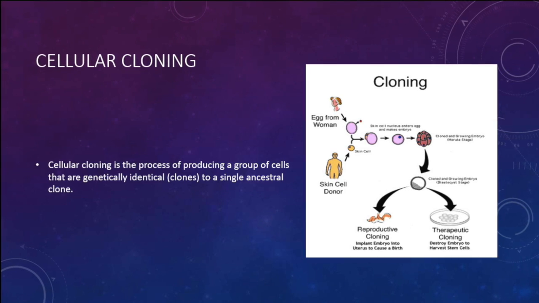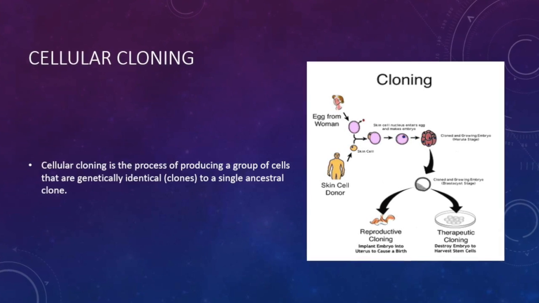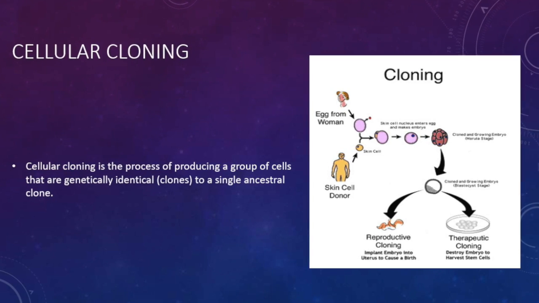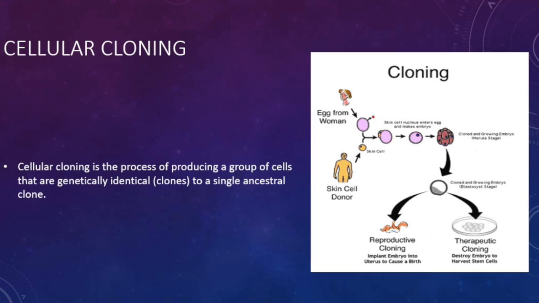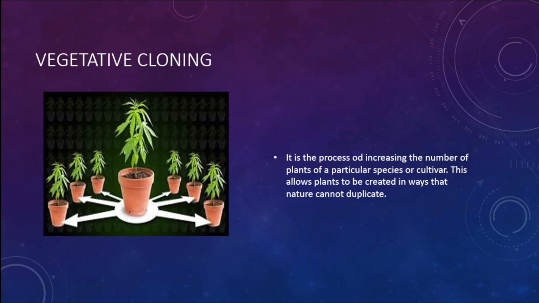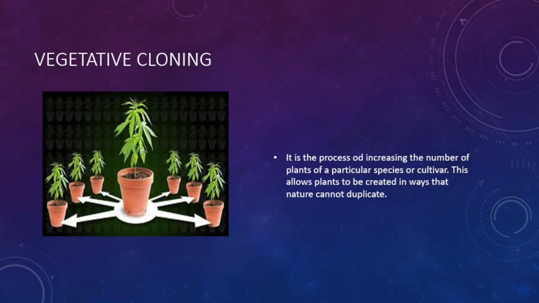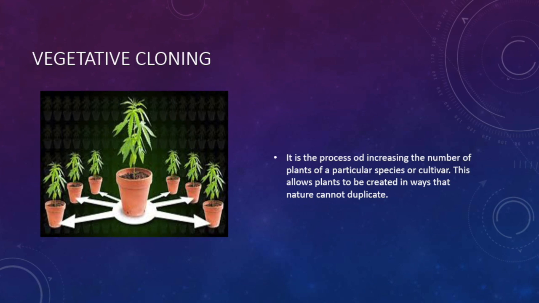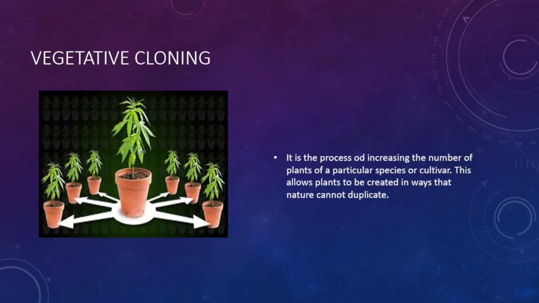Cellular cloning is the process of producing a group of cells that are genetically identical to a single ancestor clone. Basically, it is the making of another duplicate of a biological material. Vegetative cloning is the process of increasing the number of plants of a particular species or cultivar. This allows plants to be created in ways that nature cannot duplicate.